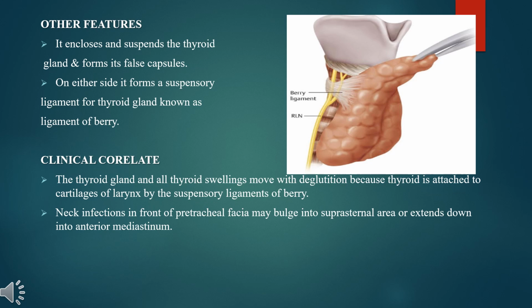Another important clinical correlate, the neck infections in front of pretracheal fascia may bulge into the suprasternal area or extend down into the anterior mediastinum because inferiorly it extends into the anterior mediastinum.